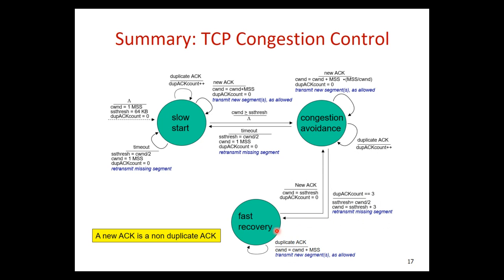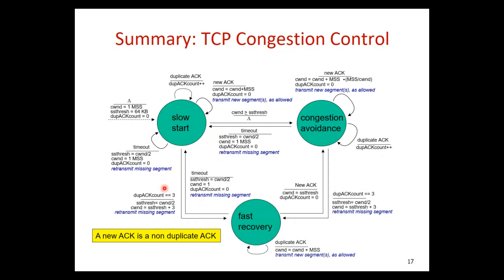Okay, now in this state, what may happen is that it may receive a non-duplicate ACK, in which case it goes back to congestion avoidance. Okay, so set the CWND to be SS threshold, reset the duplicate ACK counter. Now, if there's a timeout, go back to slow start and do the same thing as here. So SS threshold is CWND divided by 2, reset CWND to 1 MSS, reset the duplicate ACK counter.